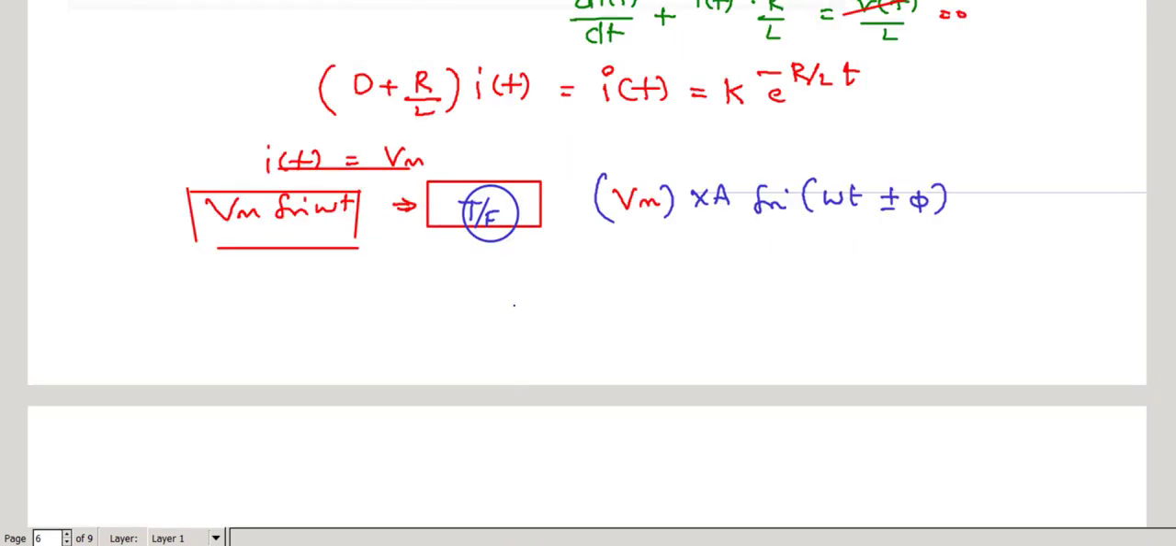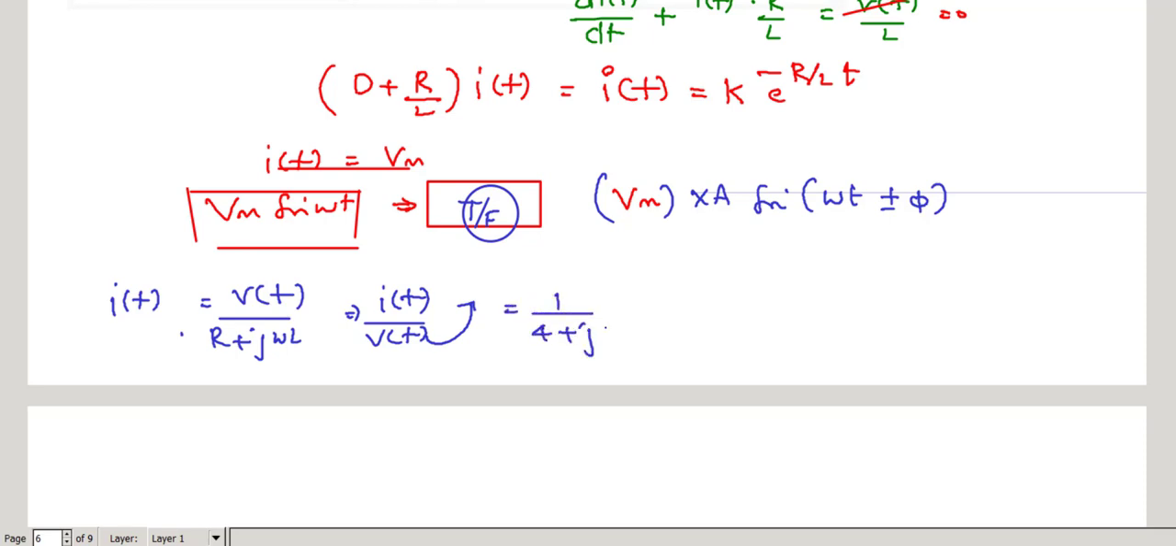So i(t) equals v(t) by R plus j omega L. So i(t) by v(t) is the transfer function. I find i(t) equals v(t) times some magnitude and phase. So what is R? It is 4, omega is 300 and L is 1 by 100. So you get 1 by 4 plus j3, with magnitude root of 9 plus 16, that is 25, so 5, at an angle of minus tan inverse of 3 by 4.